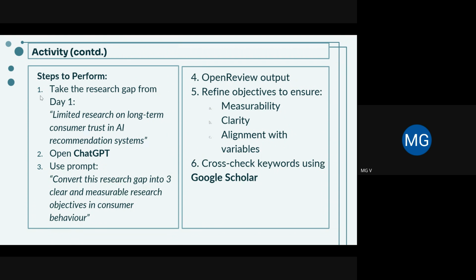So first you need to define what you want to search, what you want to do. Accordingly, you need to frame your prompt. Framing the prompt is of high importance. And once you are able to do so and obtain the output, then you can refine the objectives on certain parameters. And then you can make use of Google Scholar to cross-check the keywords.